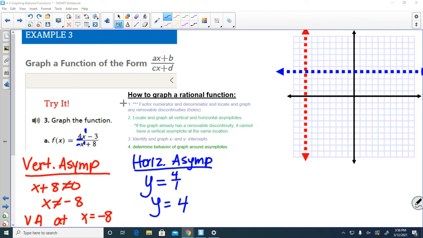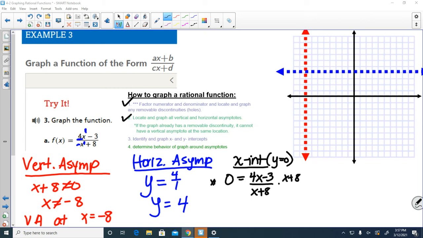Okay, so check, check. X and y intercepts. So let's find the x-intercept. X-intercept is whenever the y is equal to 0. So if I say 0, because f of x is the same as y, so 0 equals 4x minus 3 over x plus 8. I'm going to multiply both sides by x plus 8. Because what that does, x plus 8 times 0 is still 0. And then on the right side, that cancels out the x plus 8 in the denominator. And I have 4x minus 3.